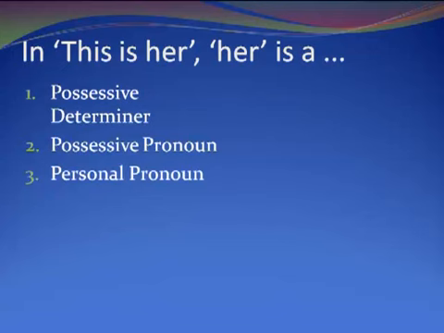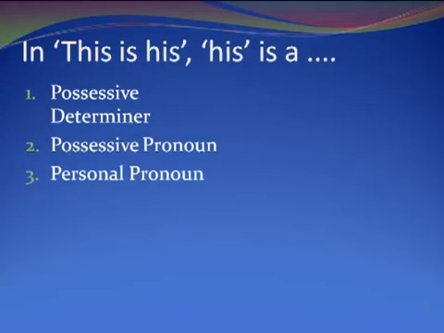Just try one. If you take this is her, what's her then? Is it a possessive determiner, a possessive pronoun, or a personal pronoun? Well, it doesn't express possession here, and it's just the accusative form of third person singular feminine. In this is his, what you've got is a possessive pronoun, because you could say this is him, you can replace it with a pronoun, so you've got a pronoun and it expresses possession.